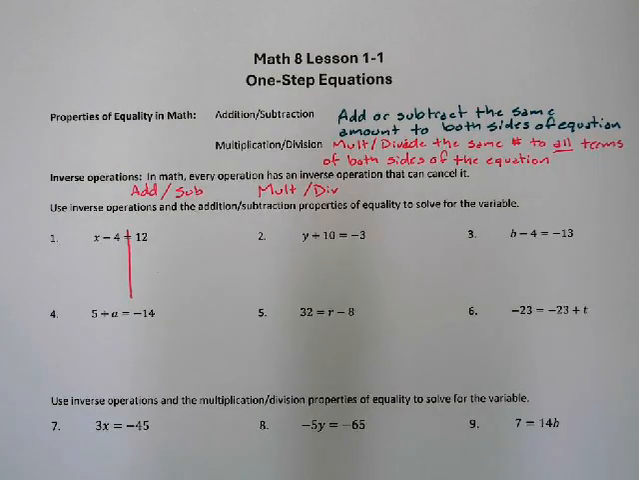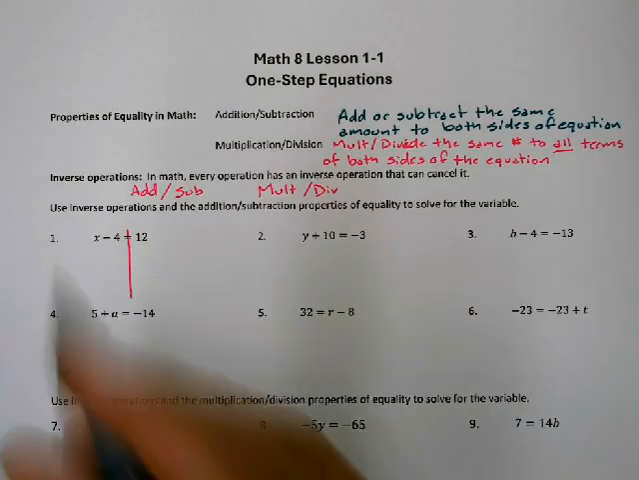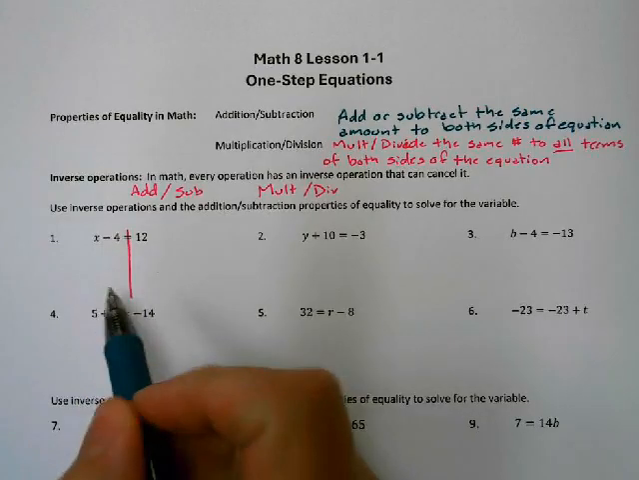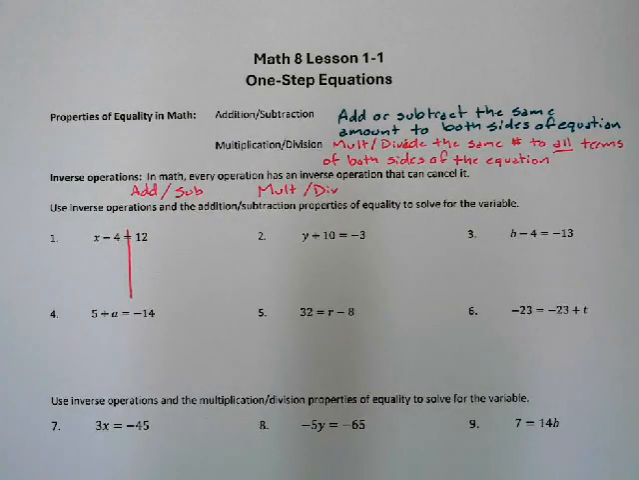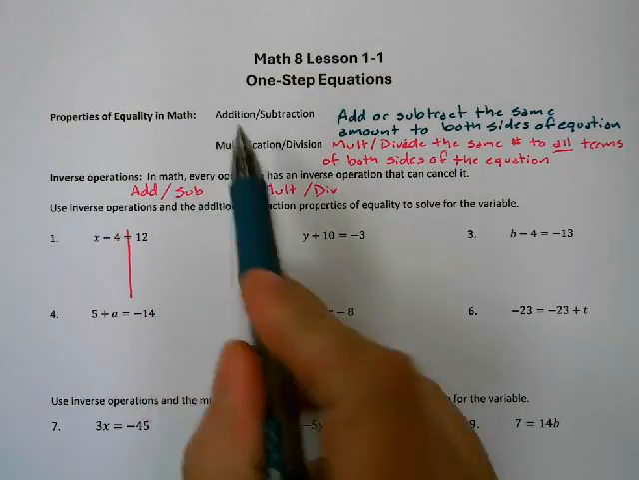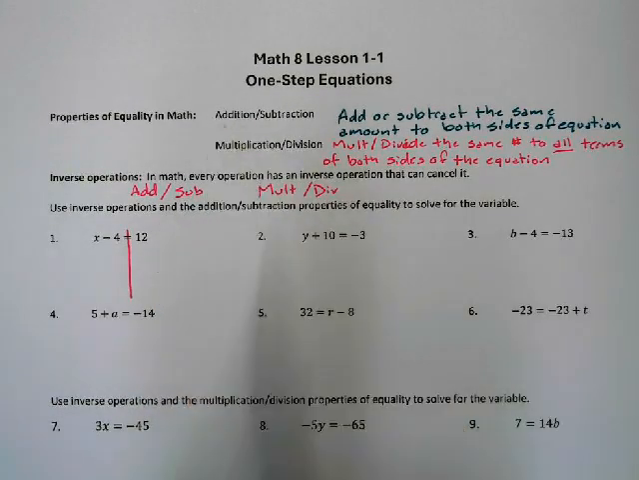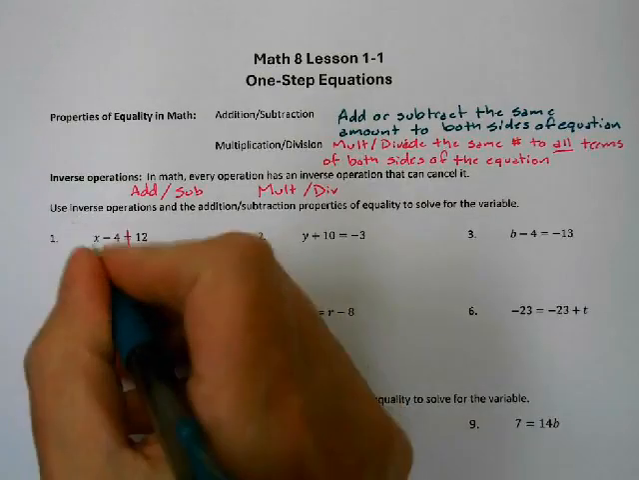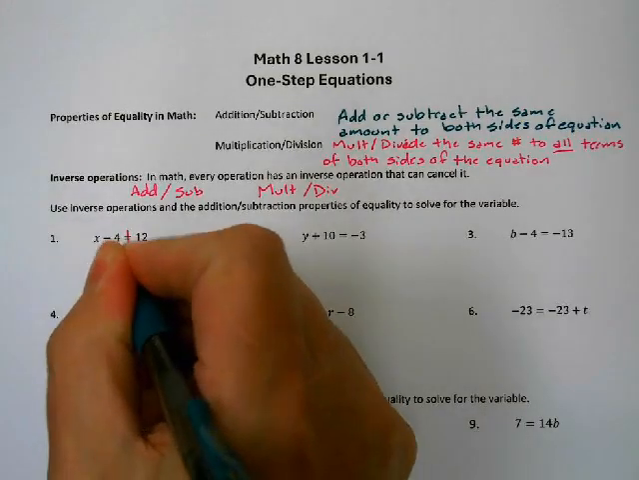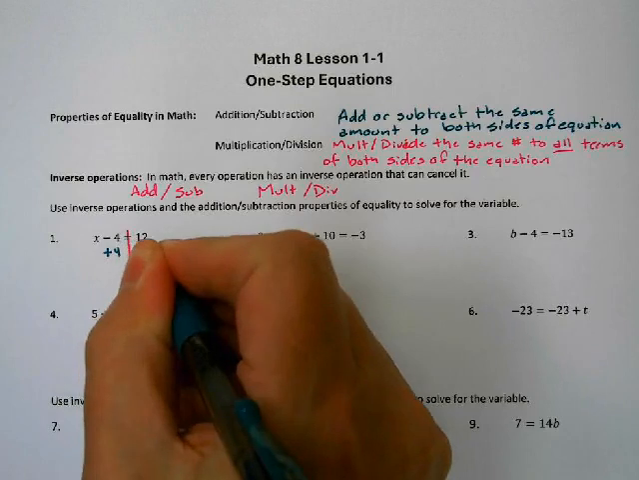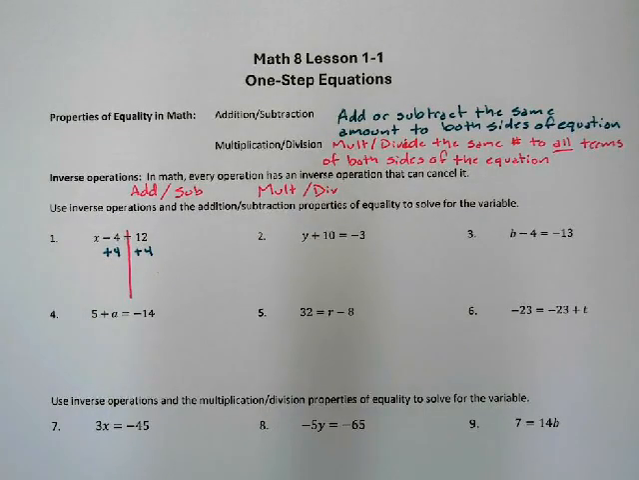So here I've got x minus 4 equals 12. Now I want to isolate x, meaning get it by itself. Right now, x is being subtracted by 4. So I need to use an inverse operation, the opposite of subtraction, to get rid of that 4. The opposite of subtraction is addition. So I'm going to use the addition property of equality and do the opposite of subtracting 4. I'm going to add 4 to this side of the equation, and I'm going to add 4 to this side of the equation. So it's balancing out.